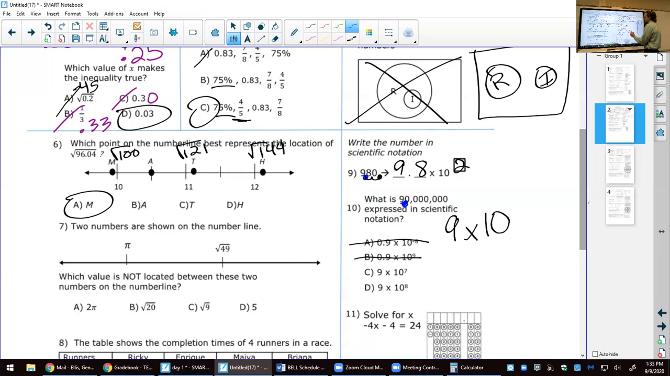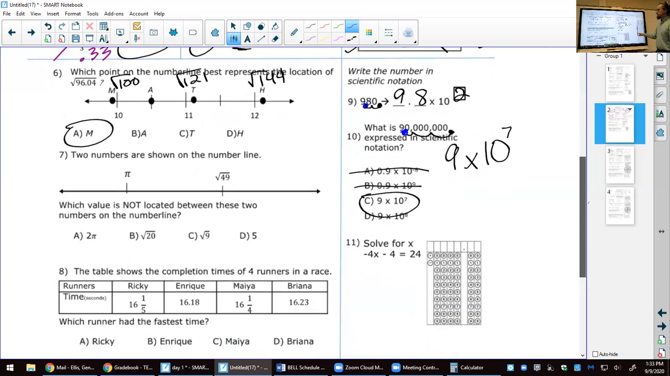It's got to be 9 times 10. And then since it started here, we just count, and you can count each one, or if you have the commas here, remember commas are every 3 digits. So you can say this is 3, this is 6, and then one more place is 7. So we have 9 times 10 to the 7th power. Okay. All right, let's see what else we got.